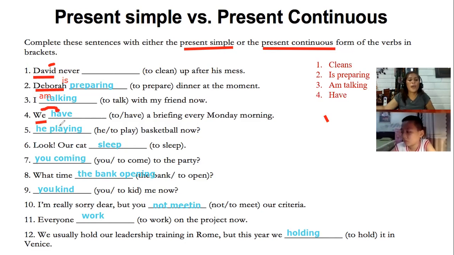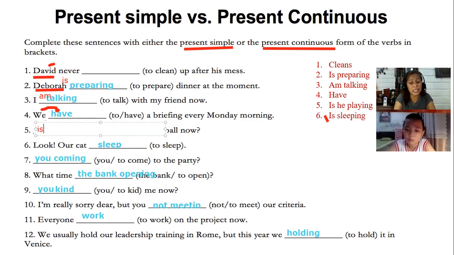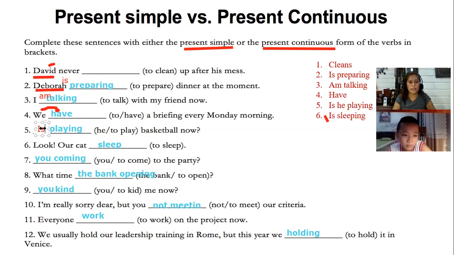Okay, next. Very good, Keo. You understand that we is plural. That is why you use have, not has. Okay, number five. What's your answer for number five? Is he. Because this is a question, you will have to start with is. Look at this one: Is he playing basketball now? It's a question. There is a question mark here. Can you see the question mark?